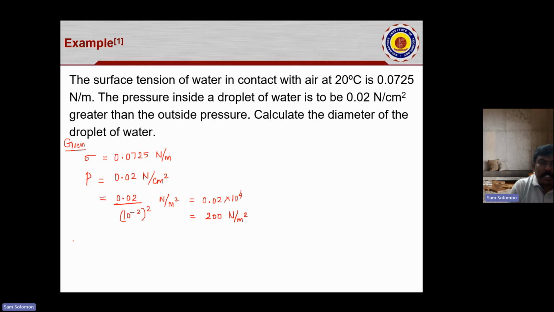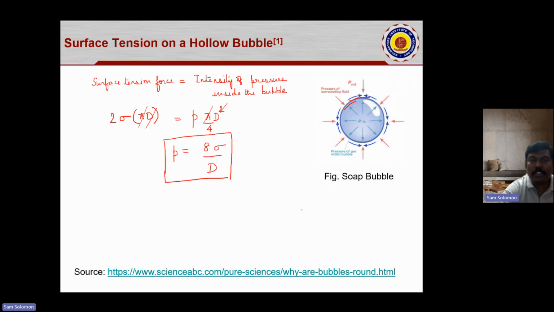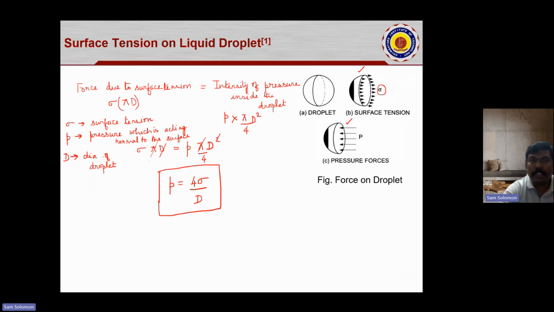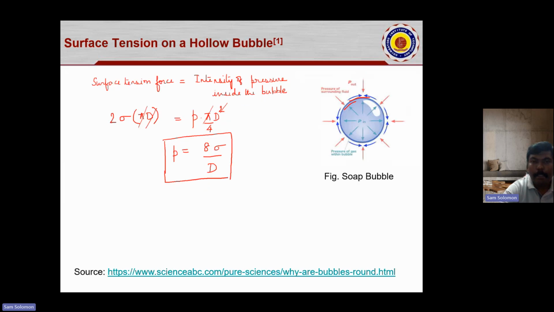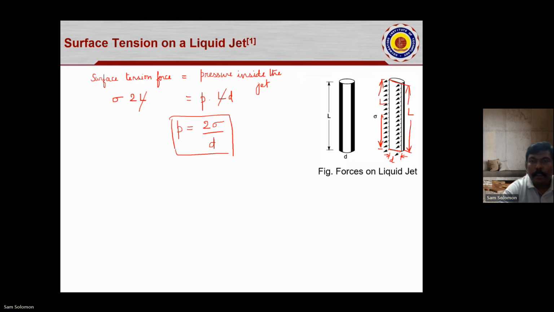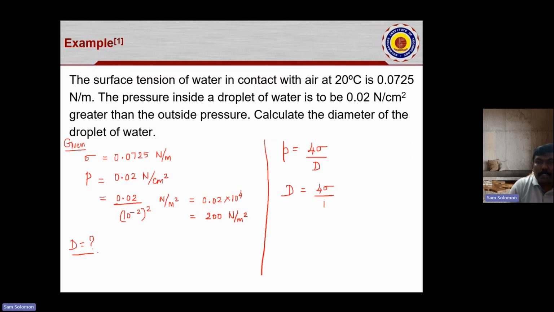Now, what they have asked us to find out is the diameter of this droplet. Just now we have seen that the pressure P is going to be equal to 4 sigma by D if it is a water droplet. So let's cross check that. That is the surface tension in case of the liquid droplet. So P is 4 sigma by D. To find the diameter, it is 4 sigma divided by the pressure P. So it is 4 multiplied by 0.0725 whole divided by 200.